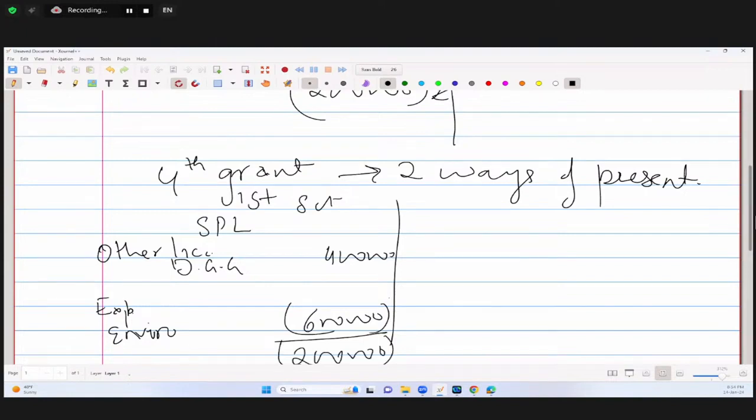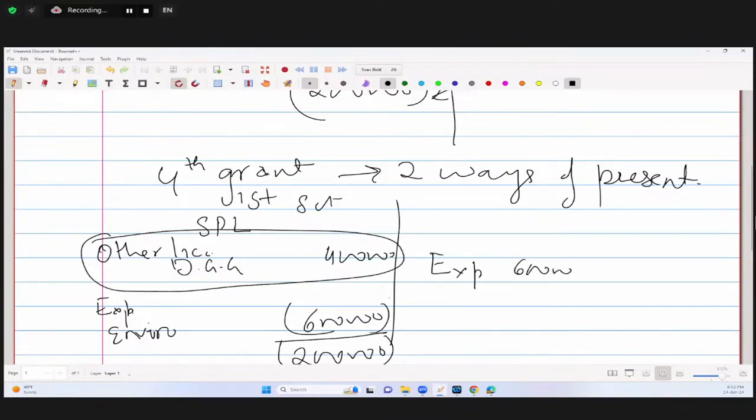The second way is, instead of mentioning it as other income, you only go to the expense part. In the expense part, you reduce your 6 lakh expense with the receipt of 4 lakh grant, and whatever comes, 2 lakh net expense, you represent in your statement of profit and loss. Again, your impact is going to be the same, but the manner of presentation is going to change.